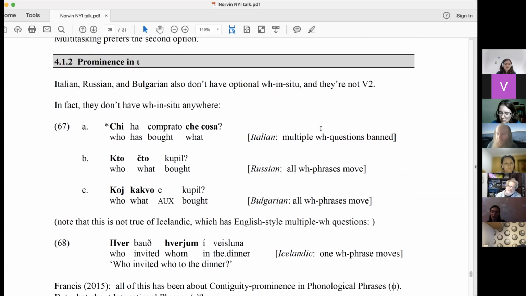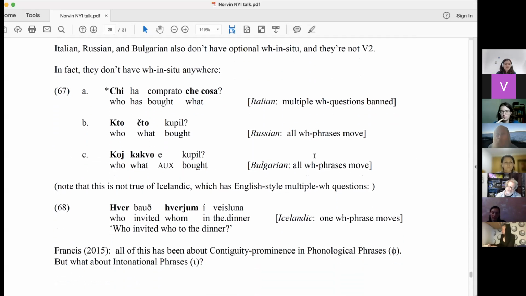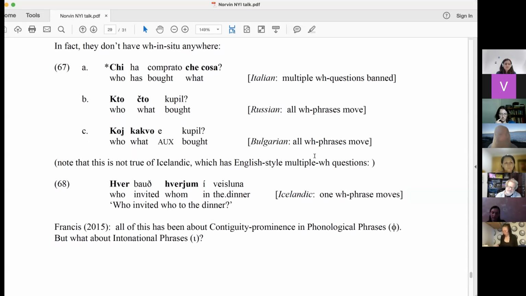That doesn't work for Italian or Russian and Bulgarian, which are not V2. The thing about Italian, Russian, and Bulgarian is that they don't have WH in situ anywhere. So we need to say something else about them anyway. I mean, they don't have WH in situ even in the places where languages like English do. So Italian doesn't allow multiple WH questions. At least older speakers of Italian don't allow multiple WH questions. I've had younger speakers of Italian tell me that they kind of can, and I'm sort of curious about what exactly they're doing.